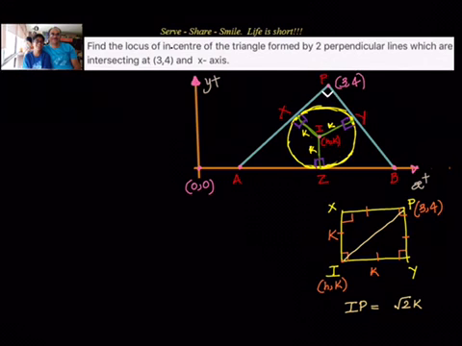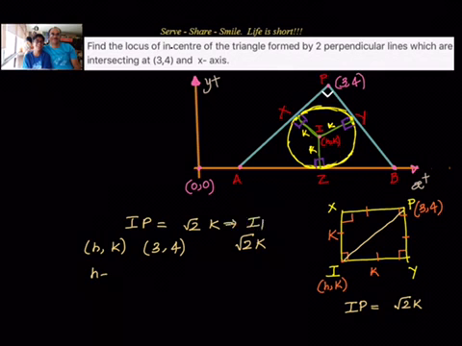So we will say that IP is equal to root 2 into k. But I is (h, k), and P is (3, 4). The distance between them should be equal to root 2 k. So let's go to the distance between two points formula. We will get, or can I say from here, IP square is equal to 2k square. That's easy for us. So can I say (h minus 3) whole square plus (k minus 4) whole square is equal to 2k square. We can simplify that.